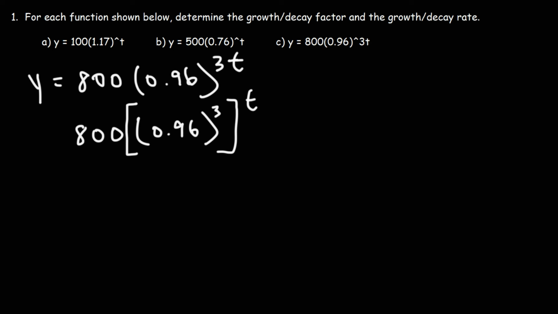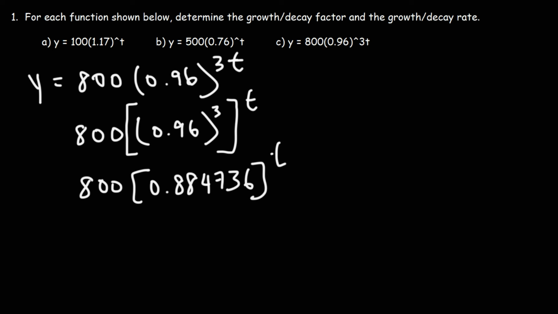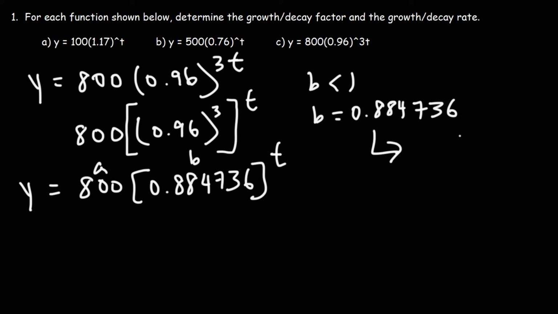Now, 0.96 to the third power, that's 0.884736. So this is our new equation, and since 800 is our a value, b is 0.8847. So b is less than 1, we're dealing with exponential decay. And this is our rate of decay. Actually, no. This is the decay factor.